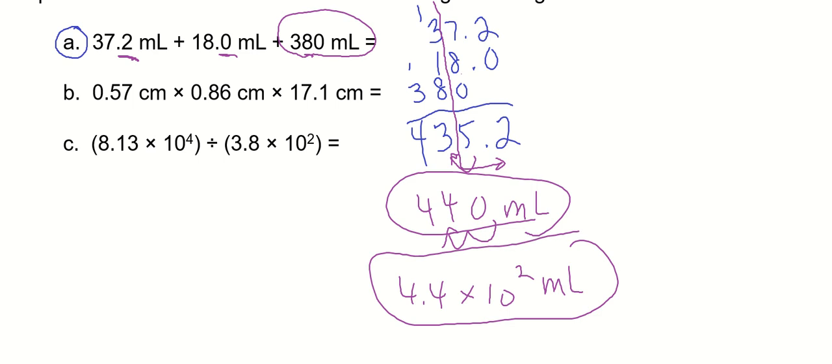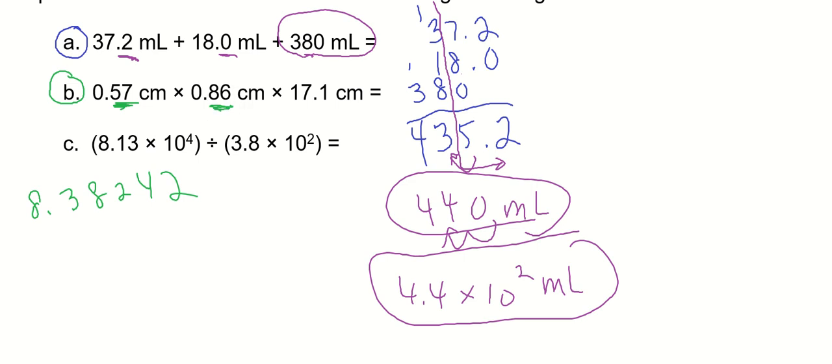Let's move on. B, multiplication and division. Beautiful. Much easier, in my opinion, and much more common in chemistry. So let's just take out our calculator. Now, let's see, 0.57 times 0.86 times 17.1. All right, calculator spits out 8.38242.